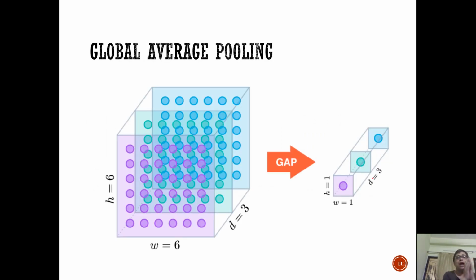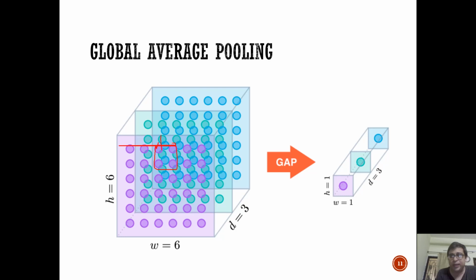Now we will come to something called global average pooling. This is a very interesting concept. So far what we were seeing was that you have a kernel size, and based on the kernel size you are using your pooling layer, right? So that's what you are doing, maybe selecting this part and selecting one of them.